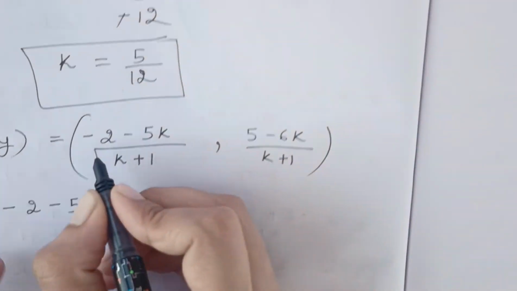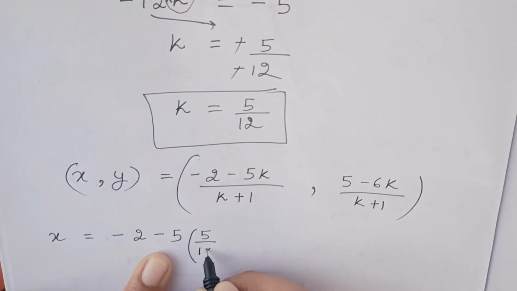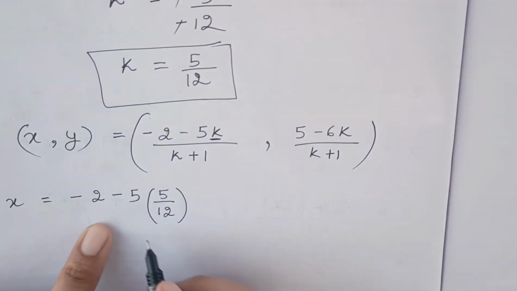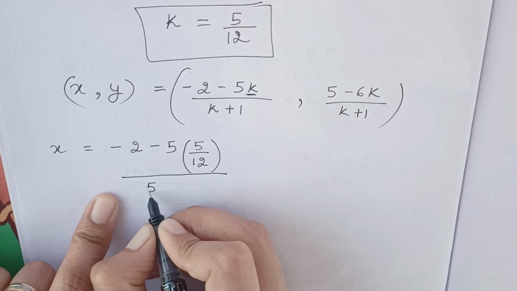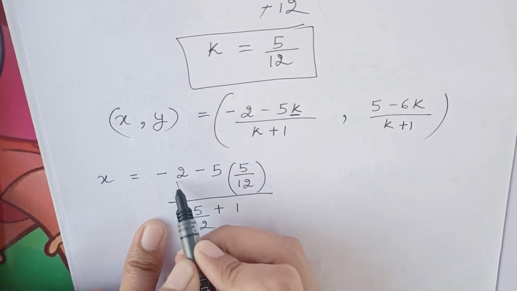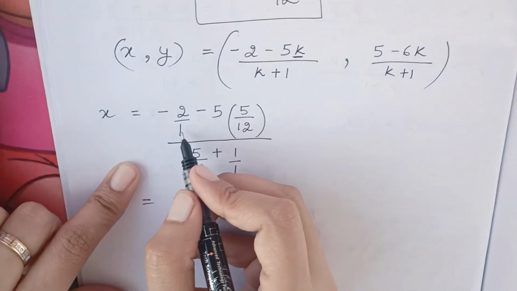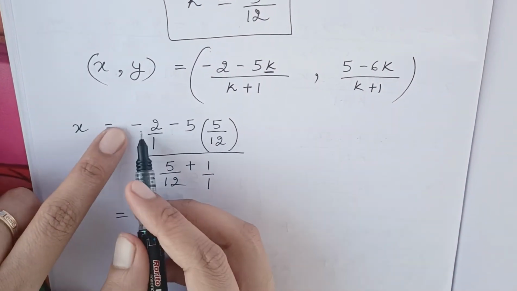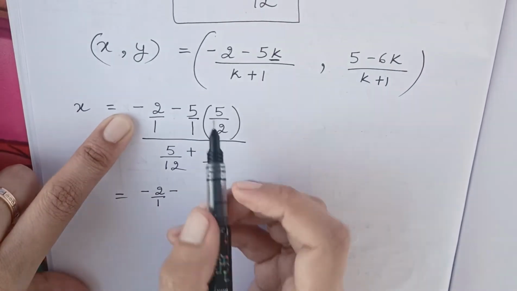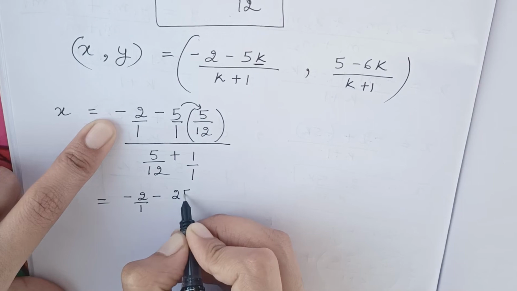So x is minus 2 minus 5 into k, and k's value is 5 by 12. So in place of k I have written 5 by 12, upon k plus 1, which becomes 5 by 12 plus 1. Whenever you have a fraction, write the other numbers also in terms of fractions. So 2 I wrote as 2 by 1, and this 1 I wrote as 1 by 1. Now let's simplify. Numerator with numerator will multiply. First of all we'll multiply this: 5 into 5, 25 by 12.